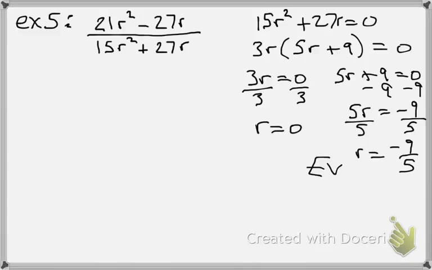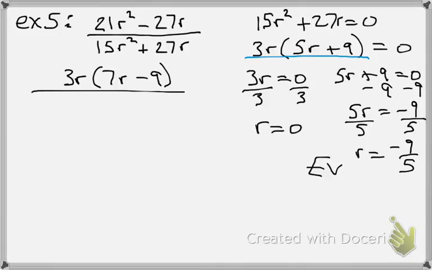Now I can move to step 2, to completely factor my numerator. Well, in my numerator, I can factor out a 3 and an r. That's going to leave me with a 7r minus 9. Step 3, factor your denominator. Well, we already did that when we found our excluded values. Here was my factored form, so I can copy that over. I can factor out that 3r, which leaves me with a 5r plus 9.